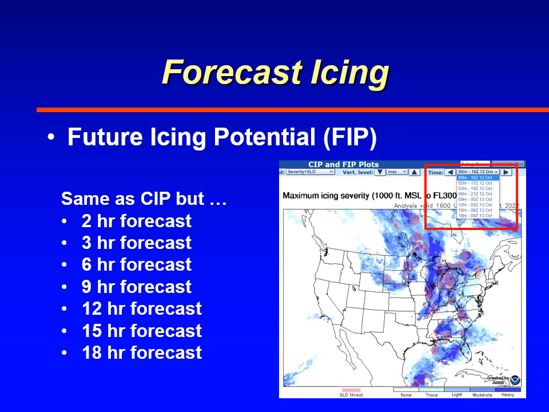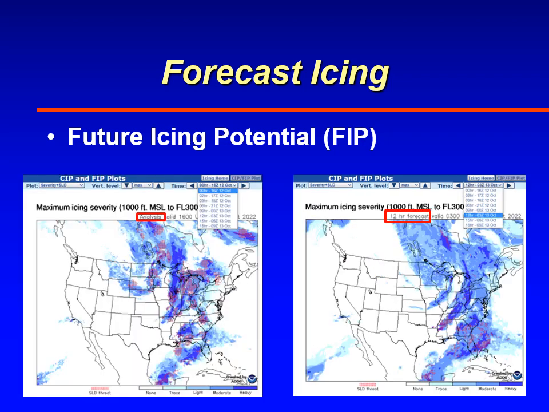The way of assessing the icing risk in the future is to go to the future icing potential, or the FIP. This is the same product as the CIP, but looking into the future. And it time steps an hour to 3 hours into the future, depending upon the time step, how close you are to your departure time, and then how far you're looking out into the future. It goes all the way out to 18 hours in the future.